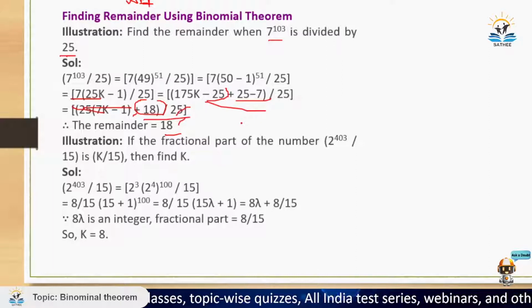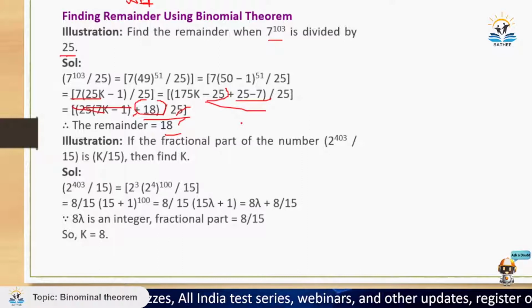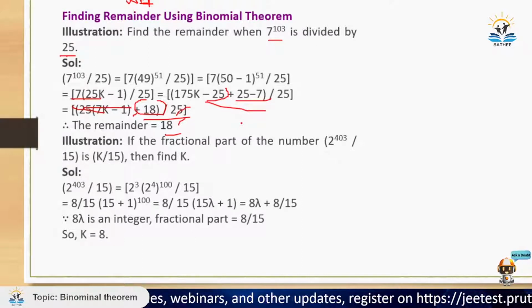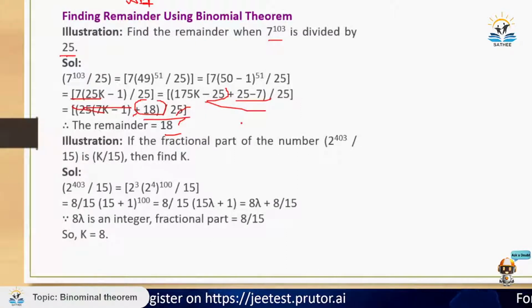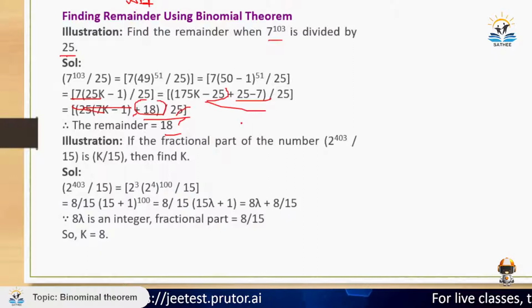So what are the steps in doing this question? Firstly, you need to convert the given thing, like here in this question 7 power 103, into multiples of the divisor. So here you converted it into 50 minus 1, which is 49. From there you separated the part which is divisible by 25 and the other part, and then you converted the minus thing into plus thing, and the remaining thing, which is 18 here, would be the final remainder for your question. Okay, so I hope you got the concept.